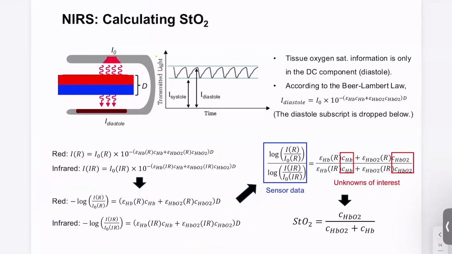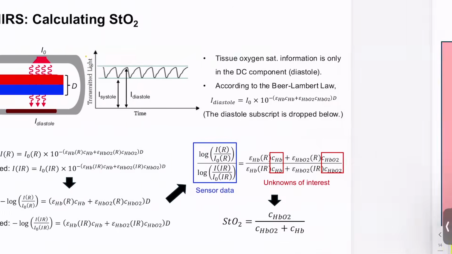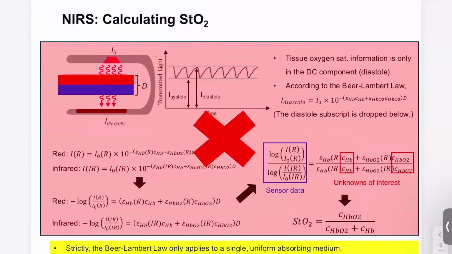So if you start to think about StO2, this might be the first way you try if you have learned about SpO2. But it turns out this is not going to work because the Beer-Lambert law only applies to a single uniform absorbing medium. But tissue is multi-layered, heterogeneous, and scattering. So strictly speaking, Beer-Lambert law doesn't apply to tissue.